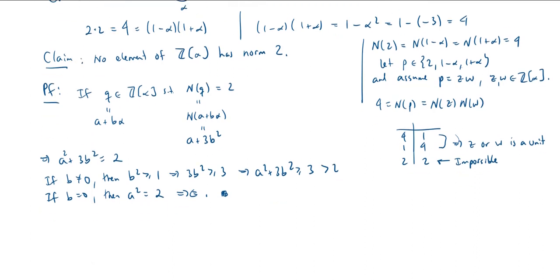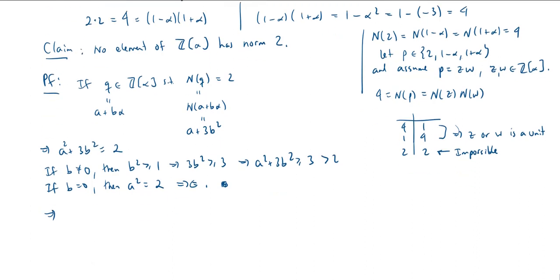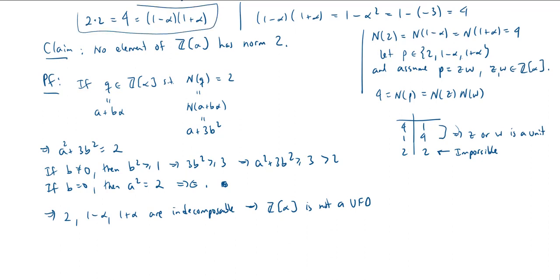And therefore, we conclude that 2, 1 minus alpha, 1 plus alpha are indecomposable. And because of that, we know that Z alpha is not a UFD. We have found an element that has more than one factorization into indecomposables, namely 4 as a product of 2's, or as 1 minus alpha times 1 plus alpha.